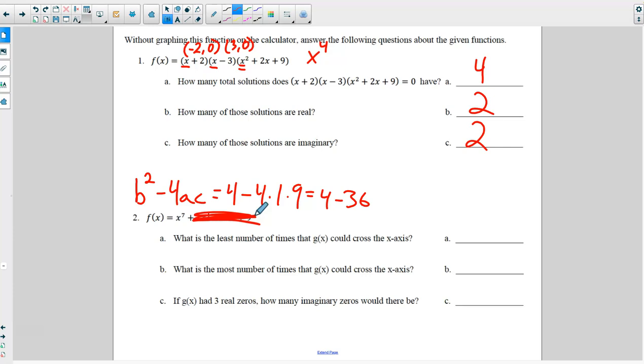What degree is this? Degree 7. So it's an odd power. Odd powers have to cross how many times? Once. So the least number of times that this could cross would be 1 time. Okay, clean slate. What's the most number of times that this could cross? 7, yeah. And lastly, if g of x had 3 real zeros, how many imaginary solutions would there be? Yeah, 4. That's it.